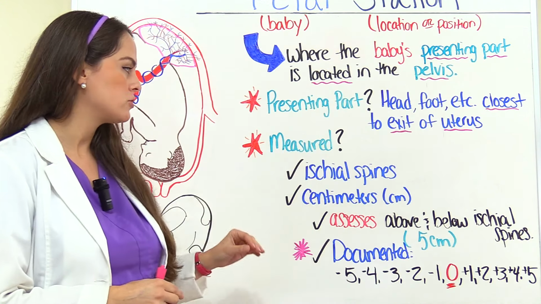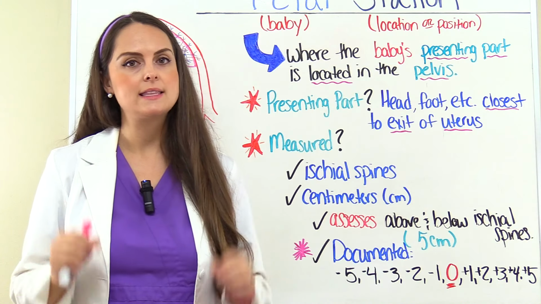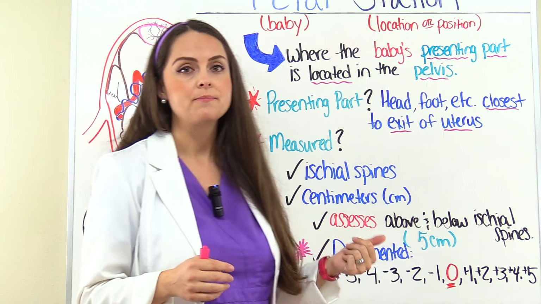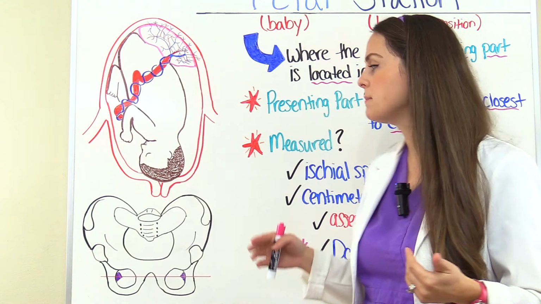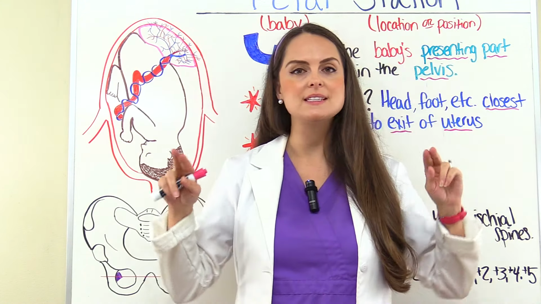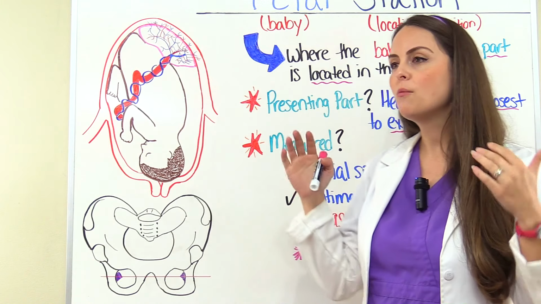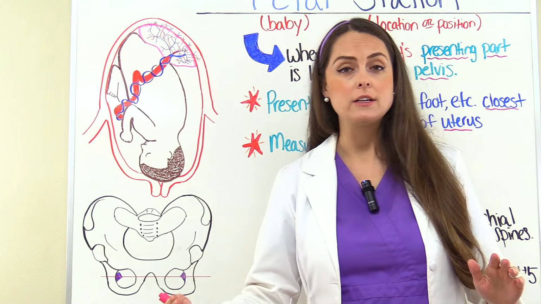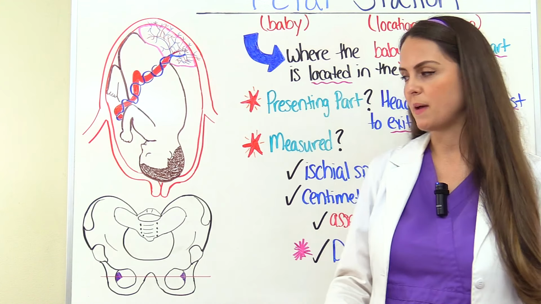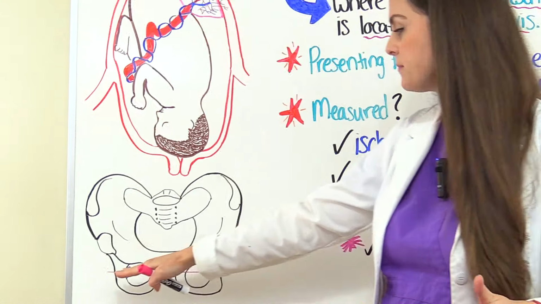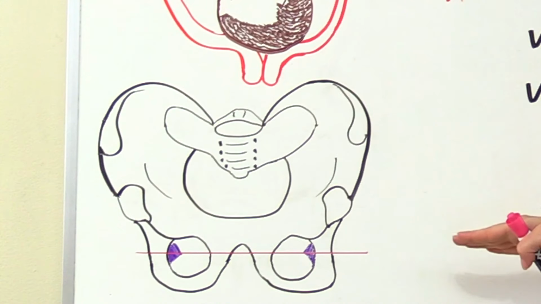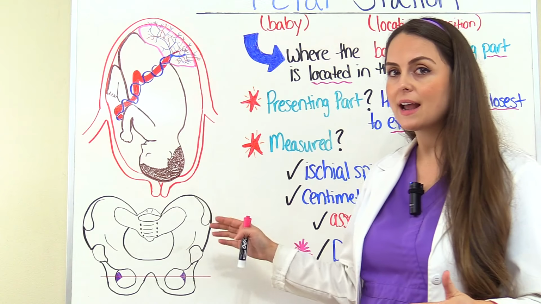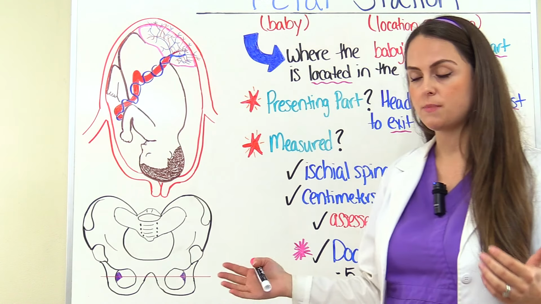So to help us measure it, we're looking at a specific landmark, and I would remember this landmark. It is called the ischial spines. The ischial spines are located in the pelvis. They are bony prominences that can be easily felt. And what we do is we draw this pretend line from the right ischial spine to the left ischial spine, and that's our starting point. So what we're looking at are the measurements above that ischial spine line and below that ischial spine line.